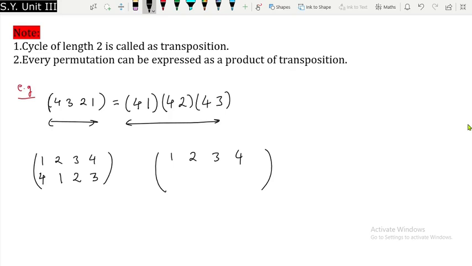1 maps to 4, okay. 2 maps to 1, okay. 3 maps to 2, okay. And 4 maps to 3. That's right. Now let us see the right hand side.